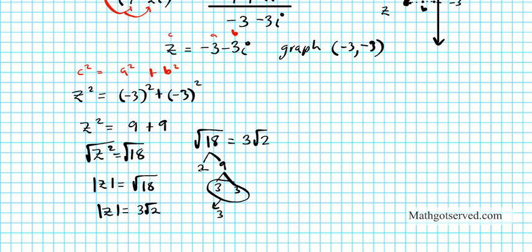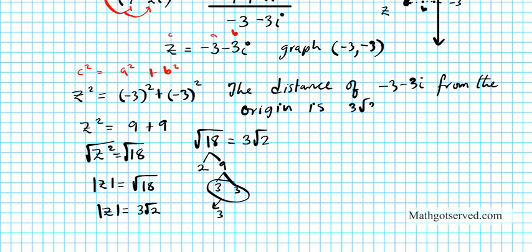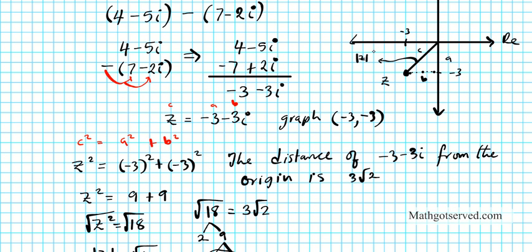So let's write this down in word form. What on earth does this mean? Well, it means that the distance of the complex number -3 minus 3i from the origin is 3 root 2. That's what this result that we just came up with means. So let's put it here. The absolute value of Z, or the norm of Z, is basically 3 root 2. And then Z in and of itself is -3 minus 3i. So there goes your result.